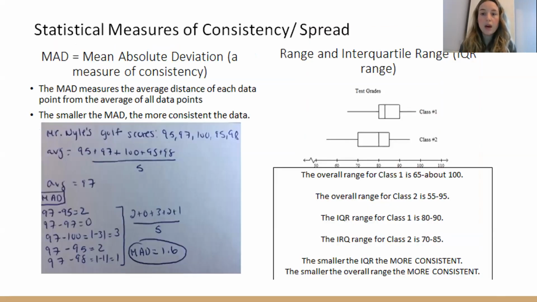From there, we moved on and we started learning about statistical measures of variability, which is also related to consistency or the spread of the data. We started by learning about the overall range of a data set and the interquartile range for a box plot. And then we also learned more recently how to calculate mean absolute deviation or MAD. All three of these are measures of variability or consistency.